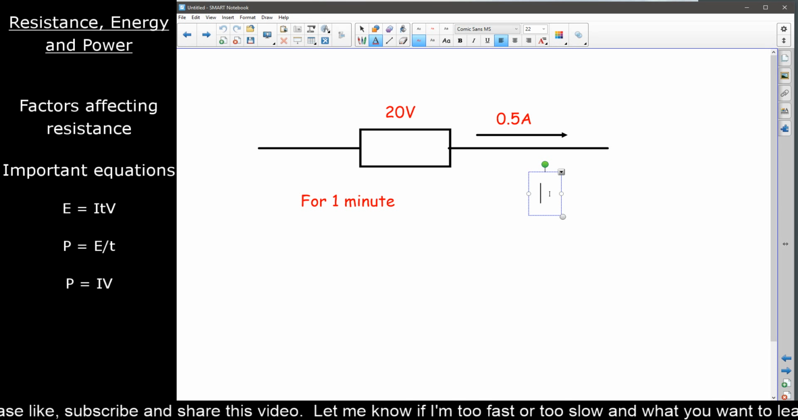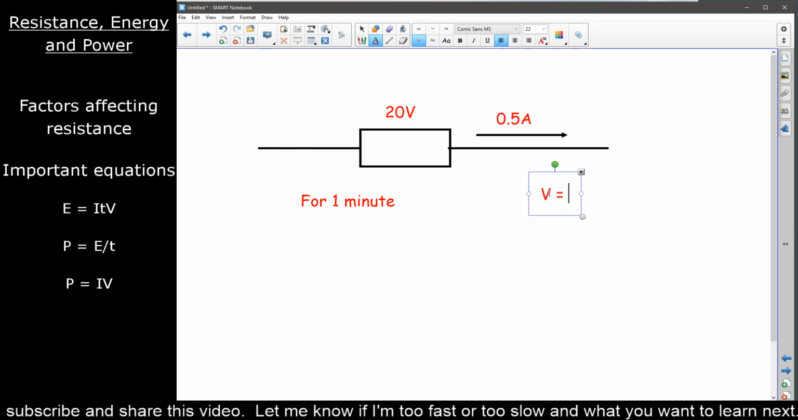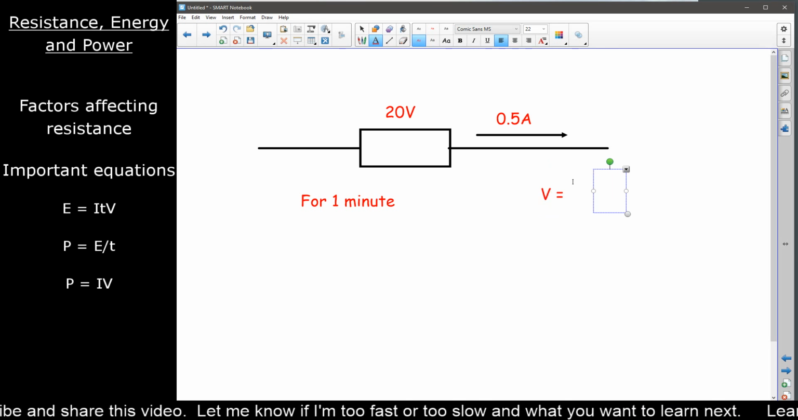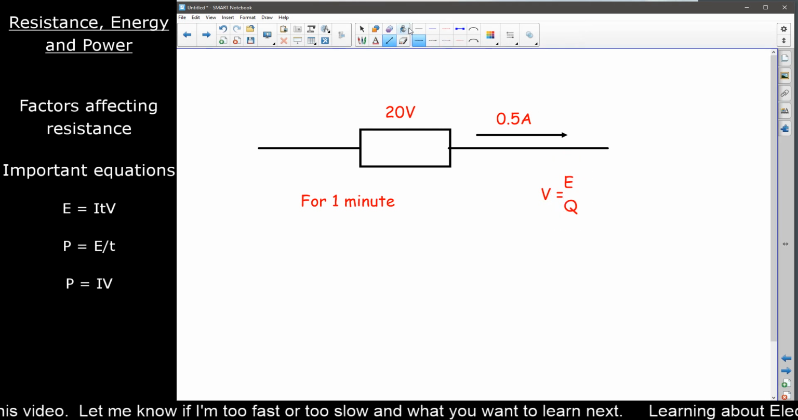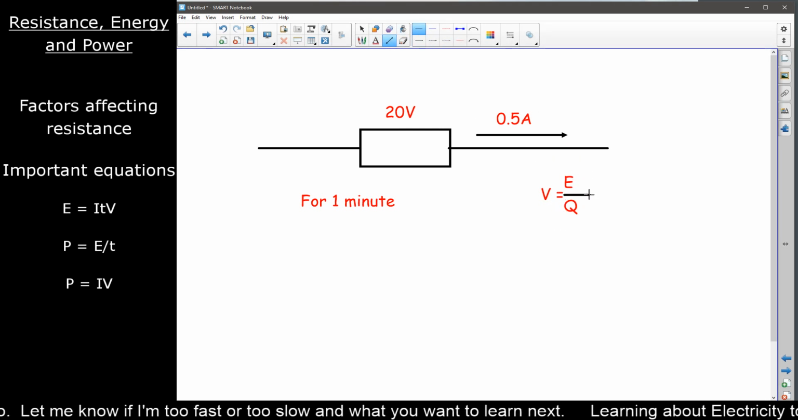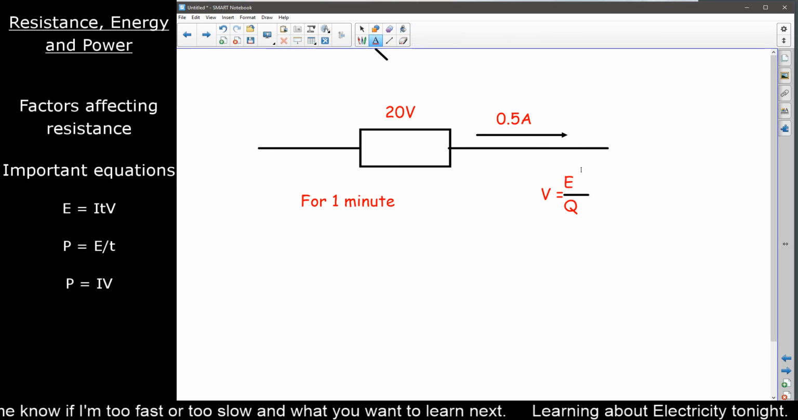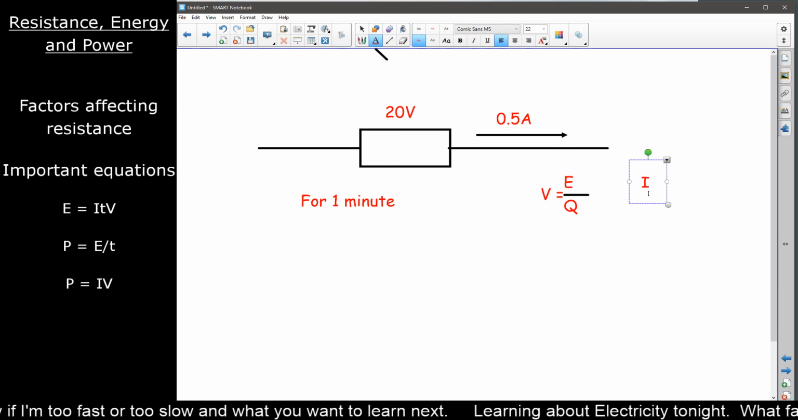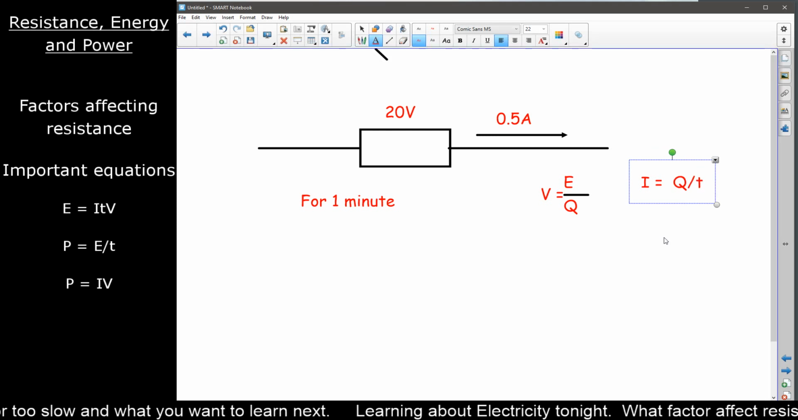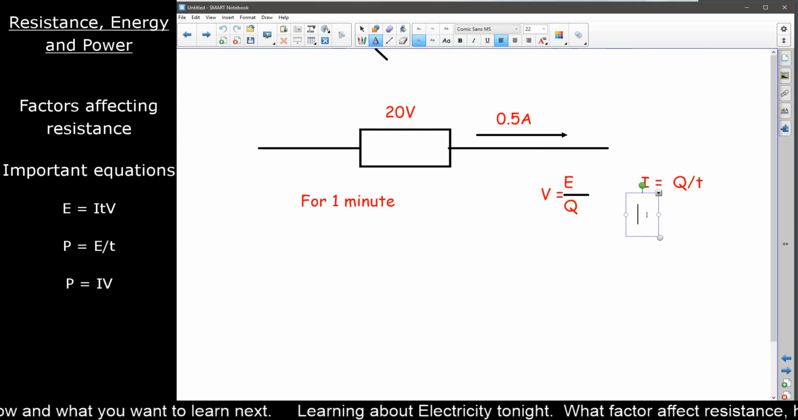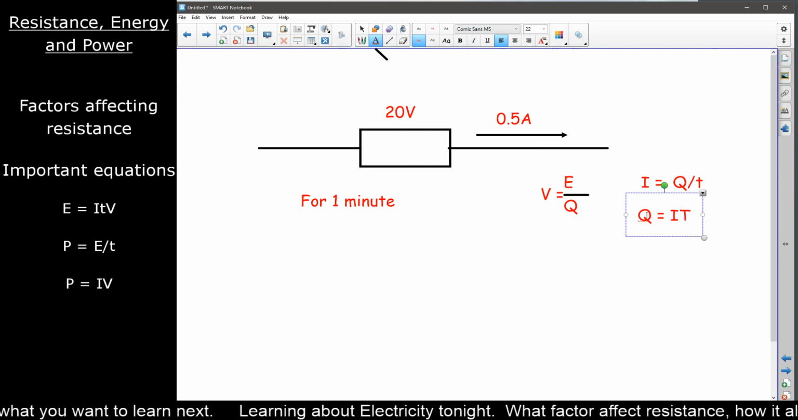Now the equation for energy is a little bit of a cheat. It comes from the definition of voltage, that voltage is equal to the amount of energy you give to a single coulomb of charge. So V equals E over Q. And the definition for current is I equals Q over T. Which means that Q equals IT.